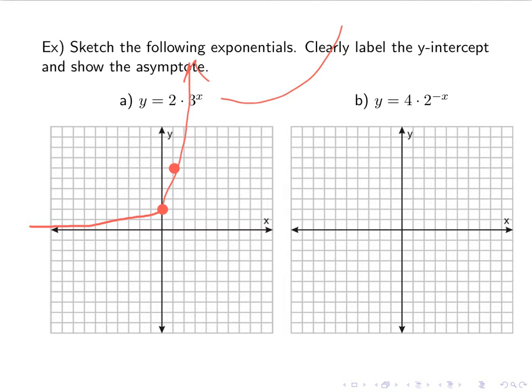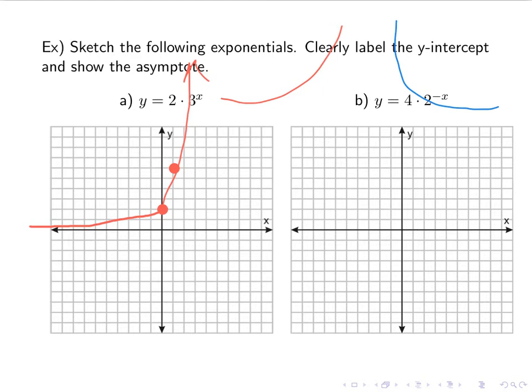Okay, but now for blue, I'm going to do B. So 4 times 2 to the negative x. So again, our a, our coefficient, 4, is positive, but now our exponent is negative. So if you're looking at your 2x2 setup of equations, it's going to be the top right. The exponent's negative, but the coefficient is positive. That means that our curve is going to have the general shape of this guy. Positive, but flipped across the y-axis because the exponent is negative.